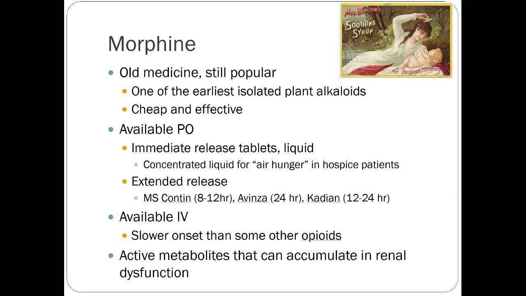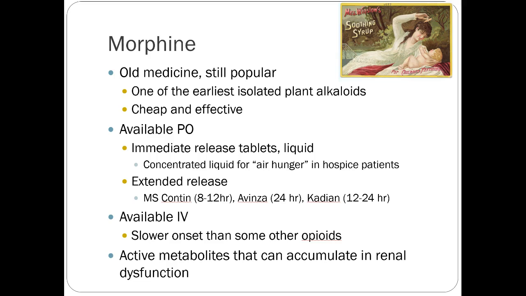Available IV, so morphine IV is still used a ton today. Just depends on the provider's preference. Some like morphine better than Dilaudid. We'll talk about Dilaudid here in a second, but it's an IV available opioid. It's common post-surgery, common for pain. It's got a slower onset than some other opioids, so it might not produce quite intense euphoric effect in some patients, as opposed to some of the more potent ones. It also might not be quite as sedating as some other ones.